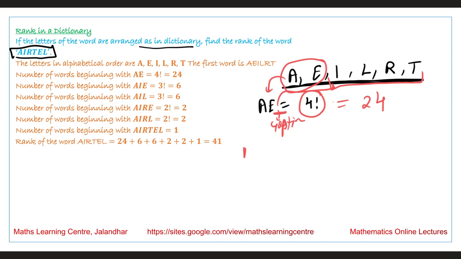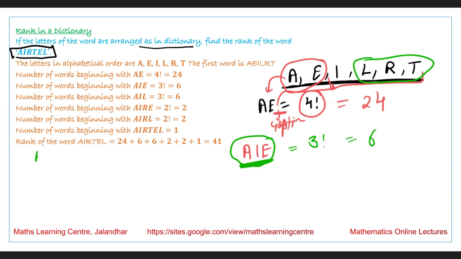Next we are talking about AIE. Now we have fixed the position of these 3 letters, so the words that start with A, I and E. So we are left with 3 letters now. So we have 3 factorial, which is 6.